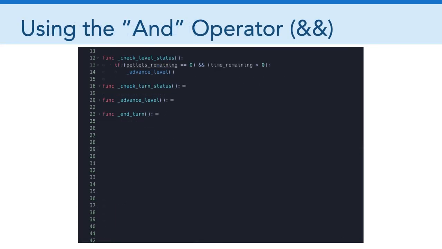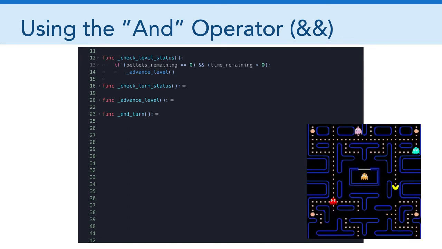Now, another idea that I want to introduce to you is showing you that you can actually check two conditions at the same time with the AND operator. In Godot, it is written as ampersand, ampersand. So take a look at this example, and this is based on the game Pac-Man. And so I have a function called check level status. And in that function, I have an if statement that checks two conditions. It says if pellets remaining equals 0 and the time remaining is greater than 0, if both of those conditions are true, advance levels. Okay, and that makes sense.